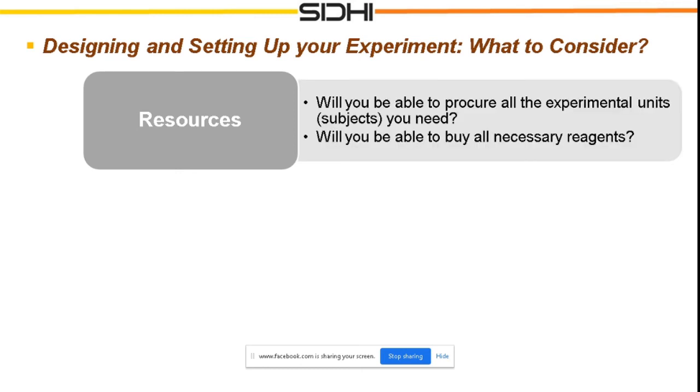Will you be able to procure all of your experimental units? Baka naman masyadong mahal yung gusto mong subject. Baka naman merong alternative yon. Okay? Again, for example, if you wanted to use a certain expensive type of plant, maybe you wanted to go to something more common, something na hindi naman masyadong masasaktan yung bulsa mo. Okay? And will you be able to buy all necessary reagents if you're going to use chemicals? So in that case, you need to again search for alternative. Okay? Or you might need to cut down your treatments.